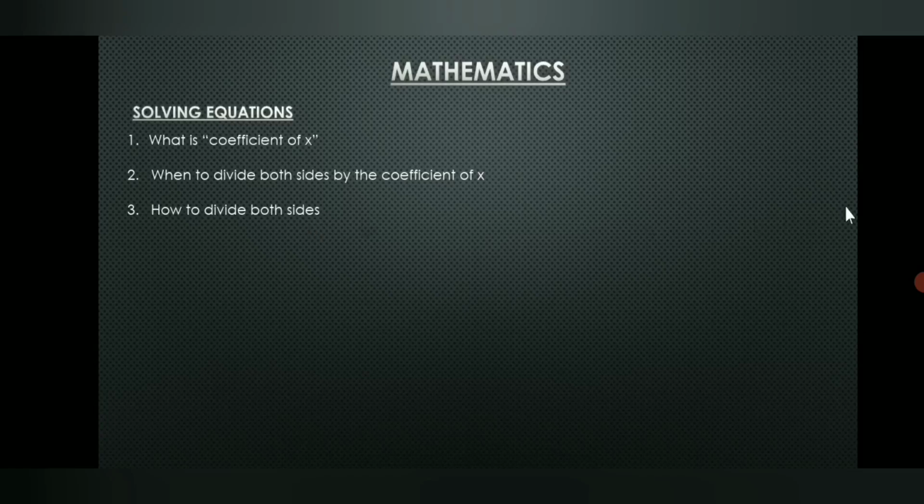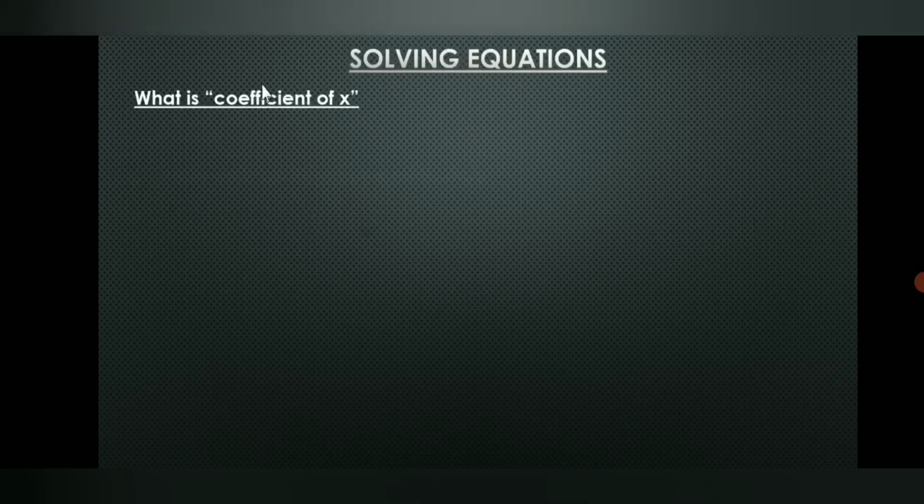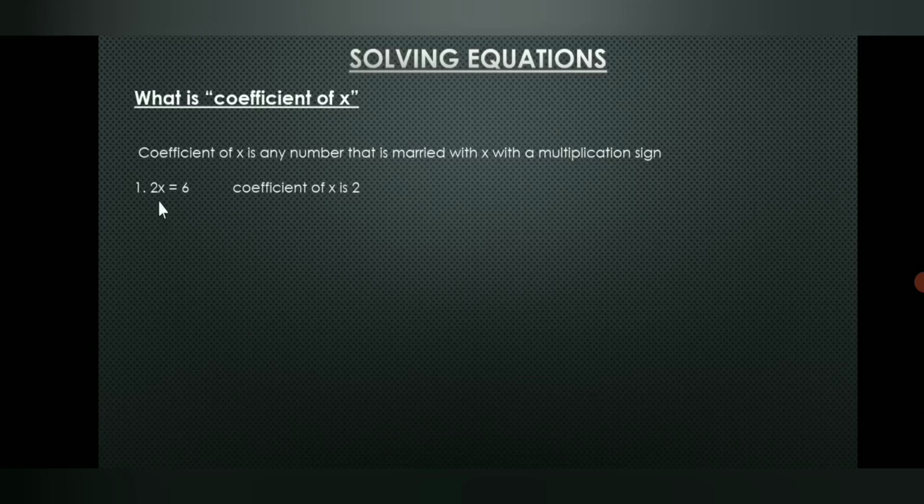So starting with the first item, what is coefficient of x? What is meant by this phrase? Coefficient of x is any number that is married with x with a multiplication sign. Take a look at this number 1. We have 2x equals to 6. 2 is married to x with an invisible multiplication sign.